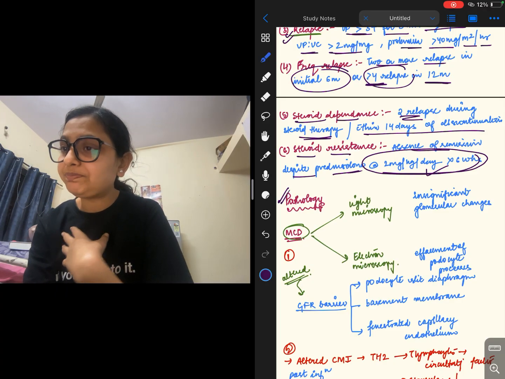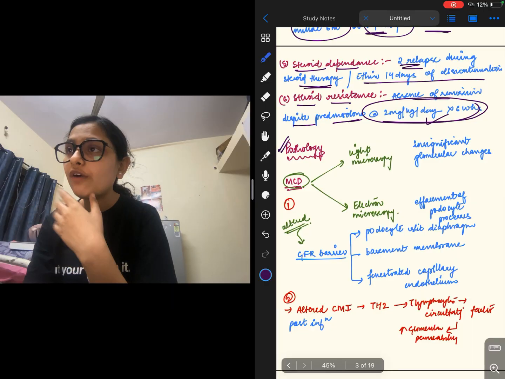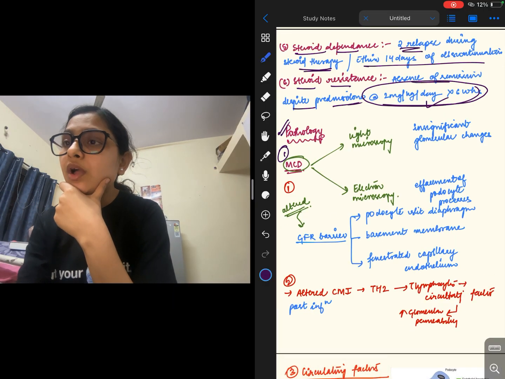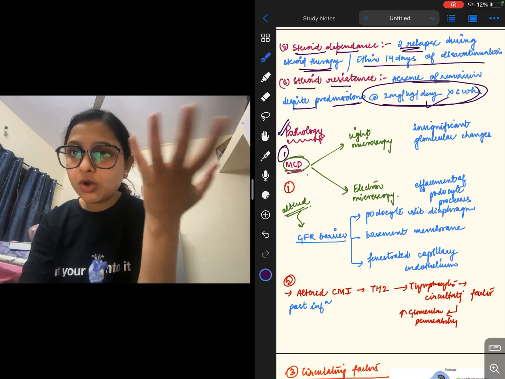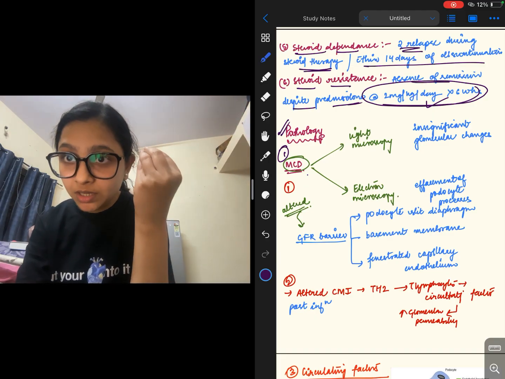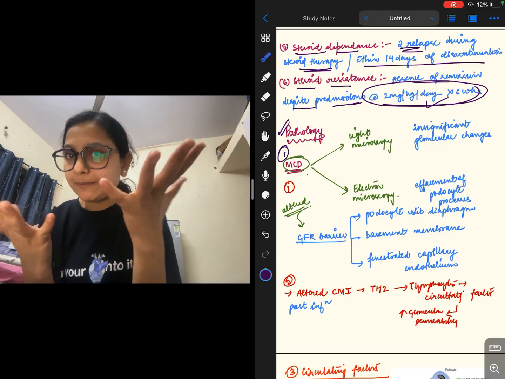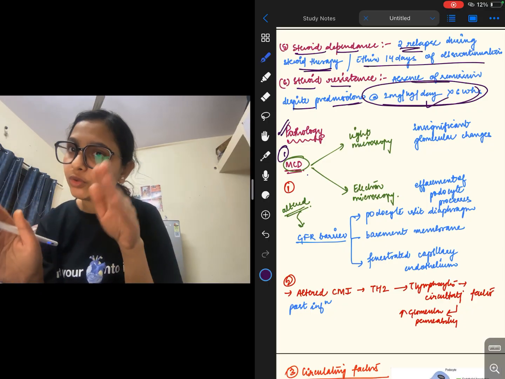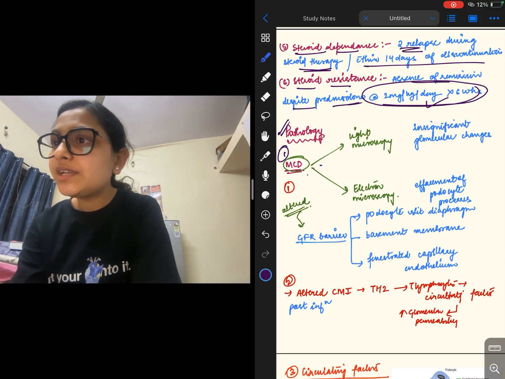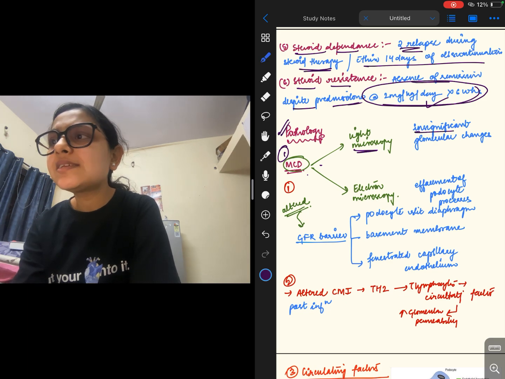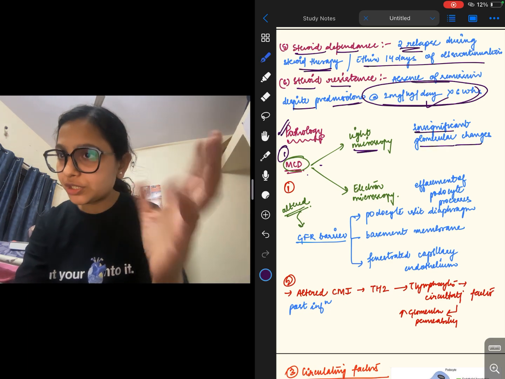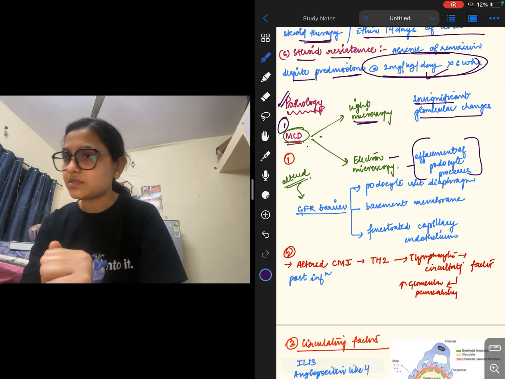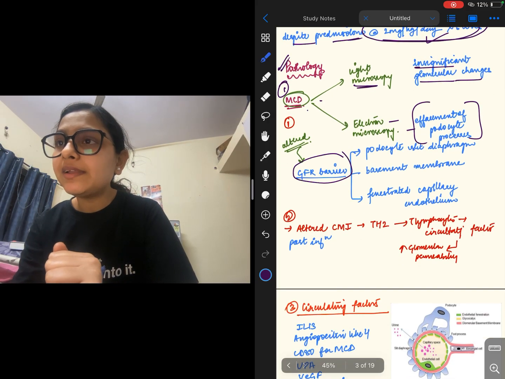Next comes pathology. So what is the pathology of nephrotic syndrome? First is minimal change disease. Minimal change disease is the most common type that we see in children of 2 to 6 years. In minimal change disease, in light microscopy we will see insignificant glomerular changes. There won't be that much change, and in electron microscopy we will see effacement of the podocyte processes. Okay, and the GFR barrier gets altered.